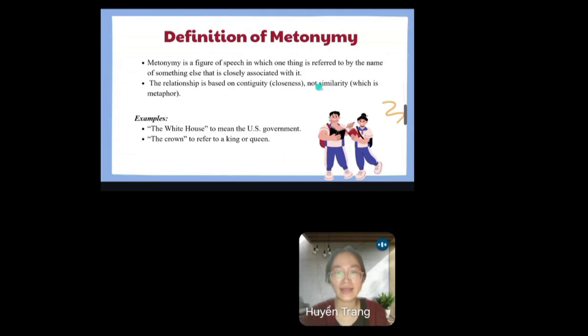Now, let's move to metonymy. Metonymy is a figure of speech in which one thing is referred to by the name of something else that is closely associated with it. The relationship is based on contiguous closeness, not similarity, which is the basis of metaphor. For example, the White House to mean the U.S. government, the crown to refer to the king or queen.